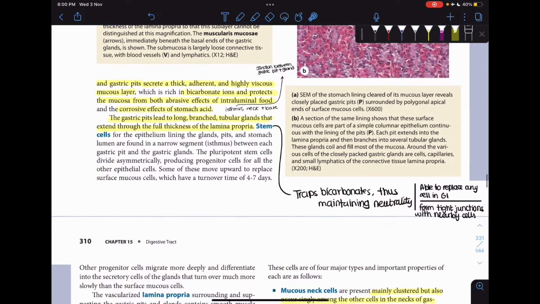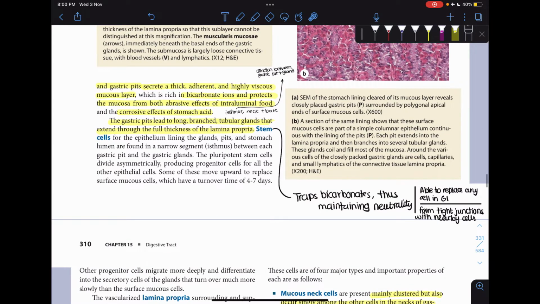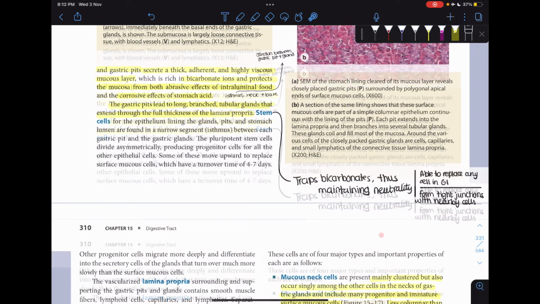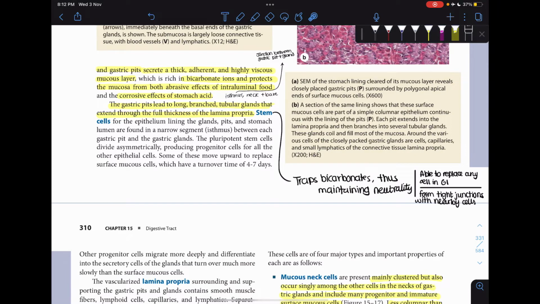Another property of the stem cells is that they trap bicarbonates, thus maintaining the neutrality of the GI. The doctor mentioned this and it's not in the book, so it's good to know. Stem cells form tight junctions with nearby cells.